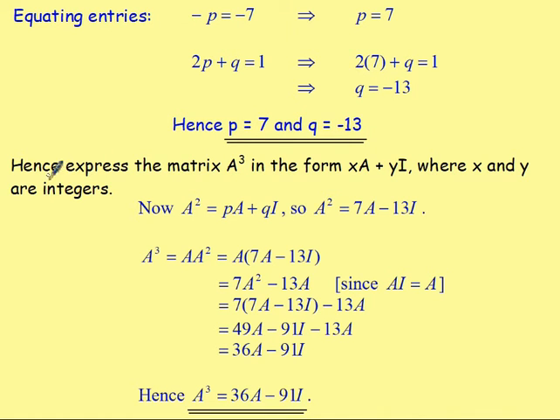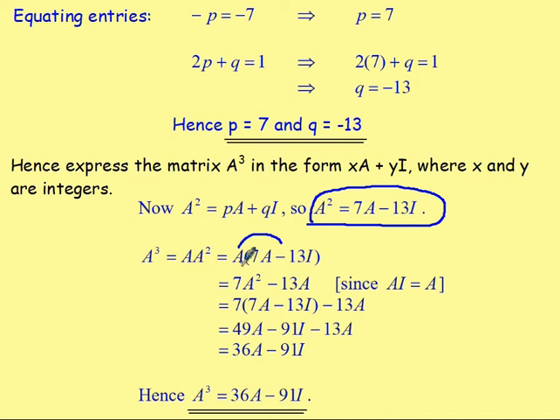This part here is quite common. It says, hence express the matrix A cubed in the form of xA plus yI, where x and y are integers. Because we just worked out that A squared equals 7A take away 13I, if you want to work out A cubed, that's when you would multiply your A squared by another matrix A. So you'd have matrix A times this 7A take away 13I.